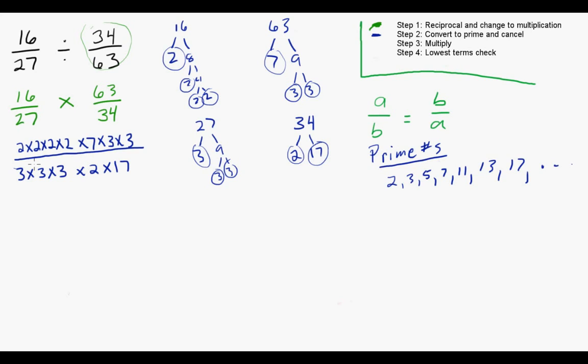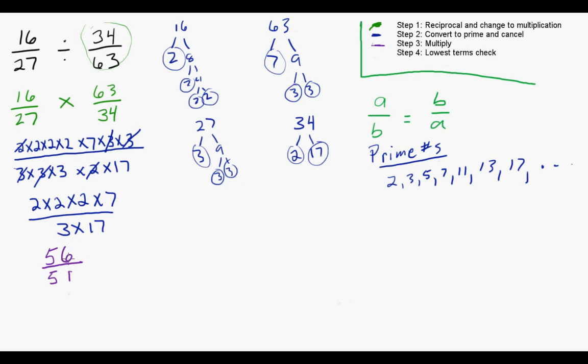So now our next step is to start canceling, if we can. We have a 2 on the top and a 2 on the bottom. We have a 3 on the bottom and a 3 on the top, 3 on the bottom, 3 on the top. So we're actually left with 2 times 2 times 2 times 7, all over 3 times 17. Now, multiplying this out, 2 times 2 is 4, times 2 is 8, times 7 is 56, and the bottom, 3 times 17, is going to be 51.